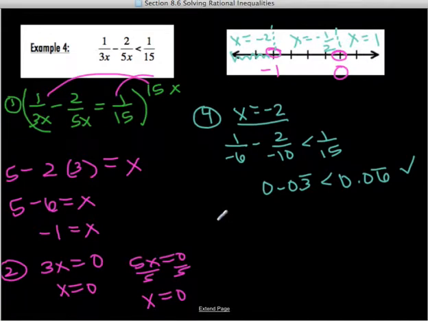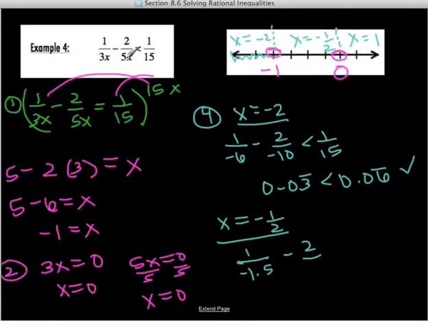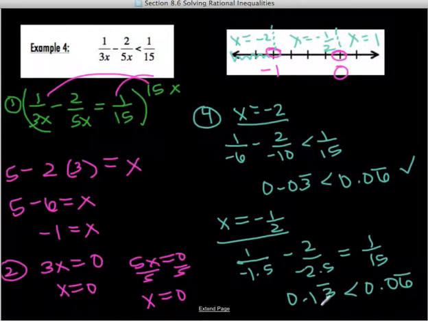The next one I try is x equals negative 1/2. So I would have 1 over 3 times negative 1/2. 3 times negative 1/2 will give me negative 1.5, minus 2 over 5 times negative 1/2 will give me negative 2.5. And we want to know, is that less than 1 over 15? Okay, so the left-hand side, type it into your calculator. You're going to get 0.13 repeating. Is that less than 0.06 repeating? So I'm looking at this first decimal. 1 is bigger than 0. Okay, so no, because it says this has to be less than.